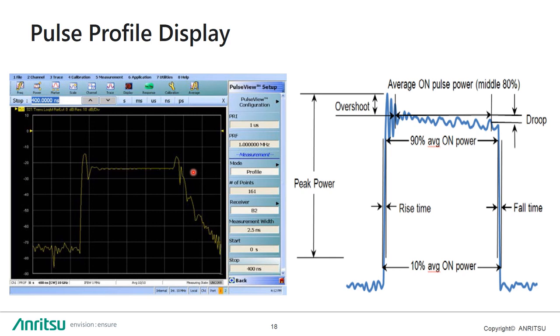Here we show an example of the pulse profile display on our VectorStar Vector Network Analyzer. You can clearly see the parameters required on the right hand side shown clearly in the display.